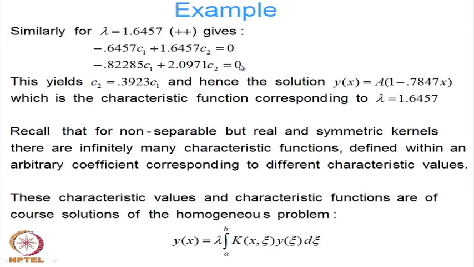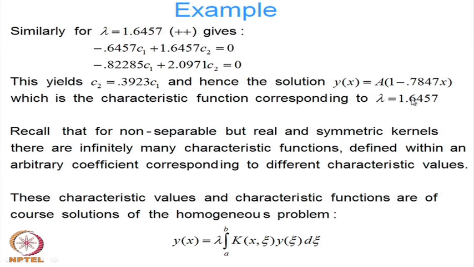Similarly, I can evaluate for lambda equal to 1.6457. This equation gives me this system. If I solve this, I can get C2 in terms of C1 like this, and again I get my eigenfunction in terms of another arbitrary constant, and this is my eigenfunction. So, again I know the eigenfunction up to a single arbitrary constant, and this is the eigenfunction corresponding to lambda equal to 1.6457.